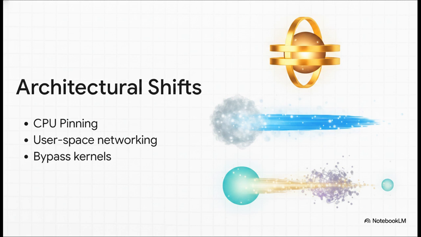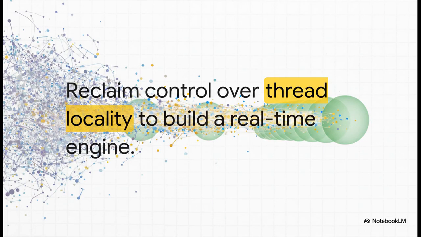And third, utilizing bypass kernels. By bypassing the kernel entirely for networking and system calls, we completely eliminate the overhead of traditional syscalls. You are essentially taking the steering wheel back from the operating system. When you reclaim control over thread locality, ensuring that the data and the processing stay exactly where they belong, you transform what used to be a jittery, unpredictable system into a highly reliable, real-time engine.